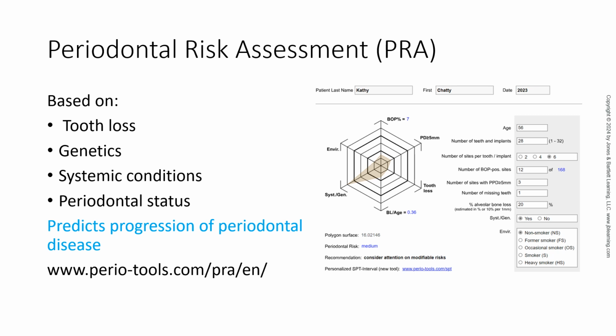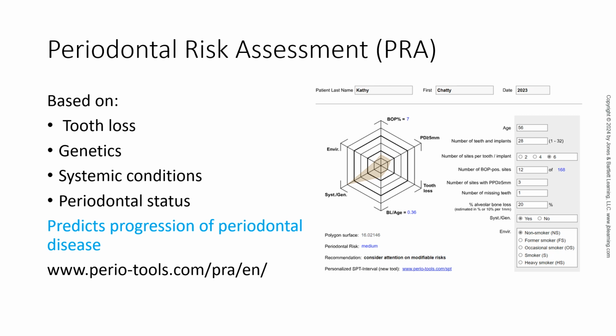The picture is right off the website, so that you can see this is Chatty Cathy. This is this year, 2023. She's 56 years old. She's got 28 teeth, and that includes implants. The number of sites per tooth is 6, because when we probe, we check 6 sites. And then you put the number of bleeding on probing sites, and that was only 12.